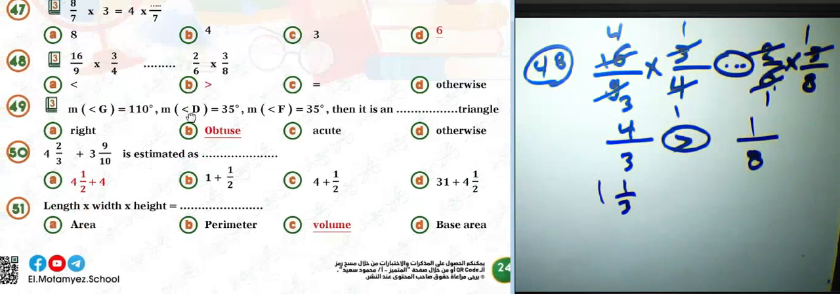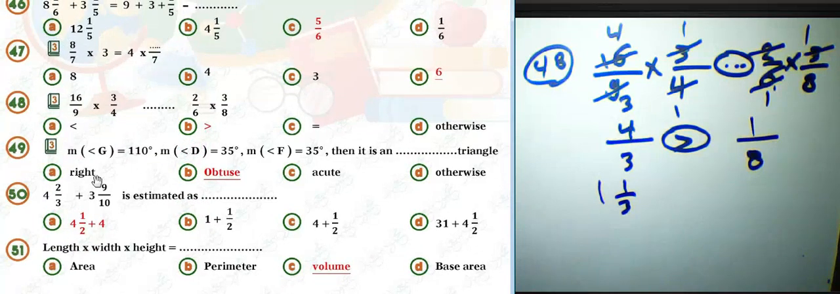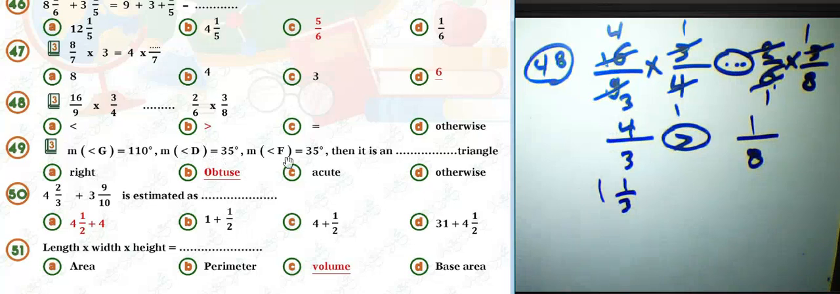Question 49. Measure of angle G 110. Measure of angle D 35. Measure of angle F 35. Then it will be an obtuse triangle. Obtuse because this measure is greater than 90 degrees and less than 180.